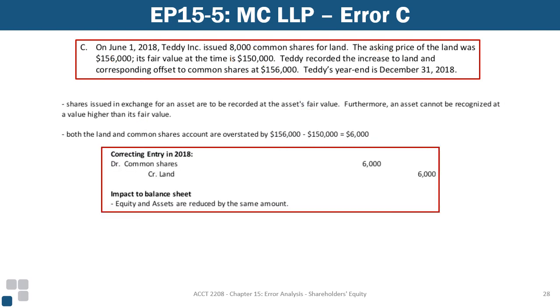So the entry that would be done in 2018, because that's the year, is going to be a debit to common shares for $6,000 and a credit to land for $6,000. And of course, the impact on the balance sheet is that by debiting common shares, right, we'll be reducing equity, and by crediting land, we'll be reducing assets. So they're both reduced by the same amount, bringing the asset value down and the equity value down. But our balance sheet stays in balance, and that's it for this error.